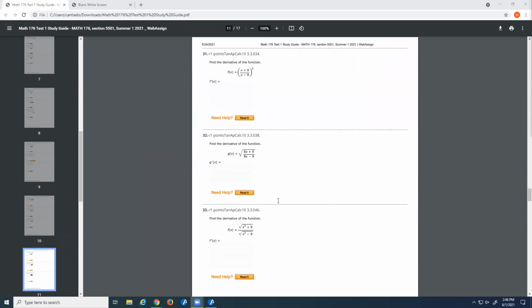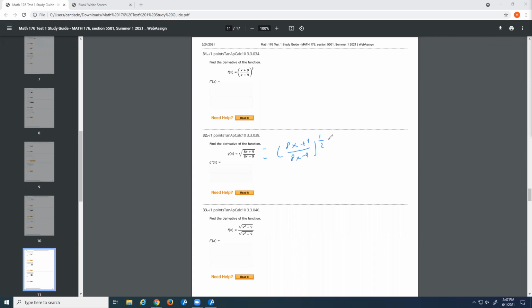I think I'm actually going to leave 31 for you guys to practice as well, and I'll do the fractional power this time on 32. So on 32, again, I'm just going to quickly rewrite this as 8x plus 9 over 8x minus 9, all to the 1/2. And now we can go ahead and move on with our chain rule.